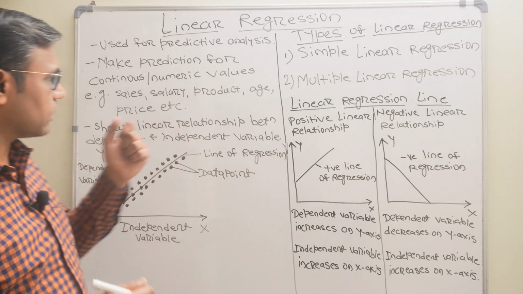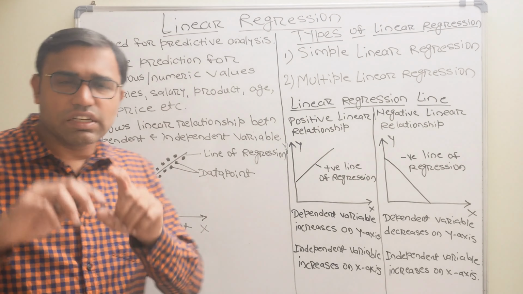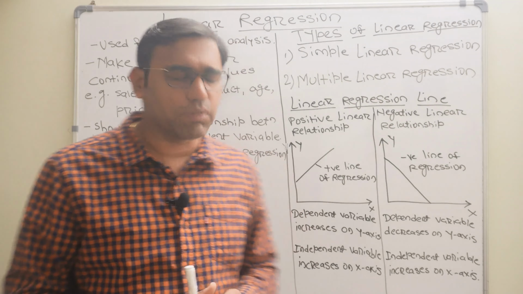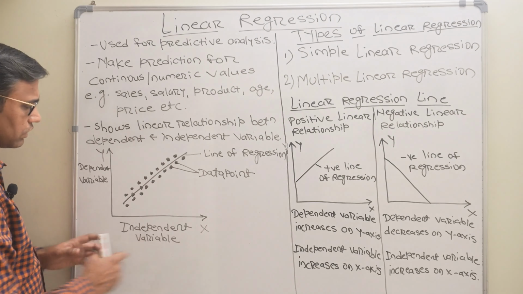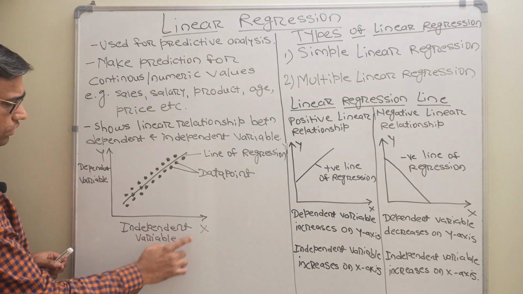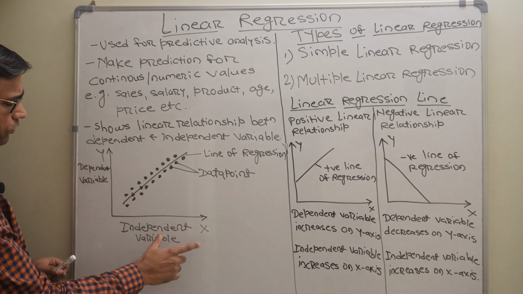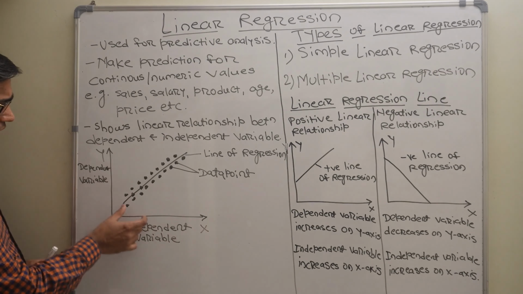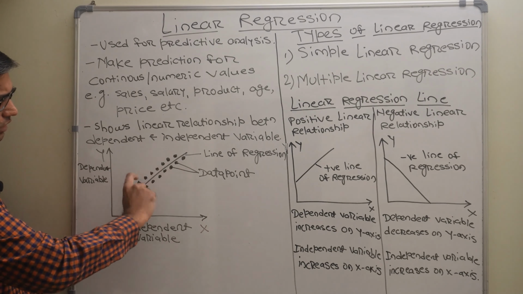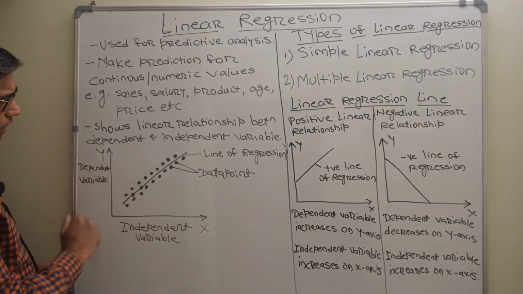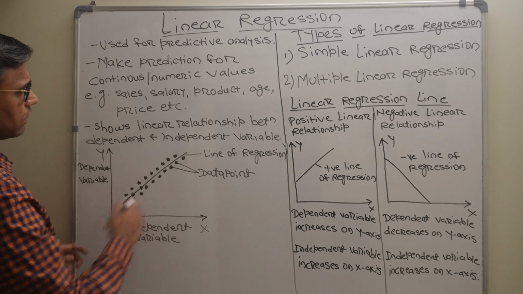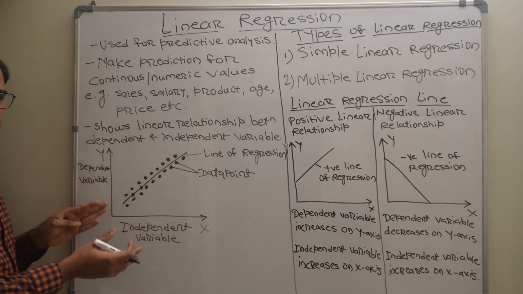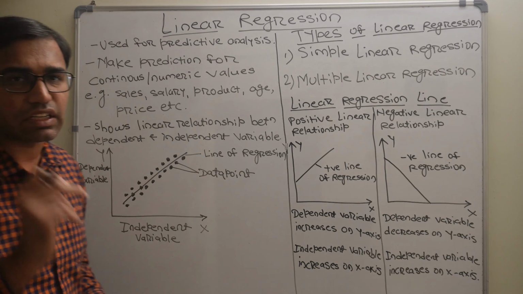Now in linear regression, what happens? There is a linear relationship between dependent variable and independent variable. If you look at this diagram, there are two axes, x-axis and y-axis. So this is the independent variable, this is the dependent variable, and you will find there is a linear relationship between the dependent variable and independent variable. So this is called the regression line, and these are the data points. So these are proportional to each other, so that's why the name is linear regression.